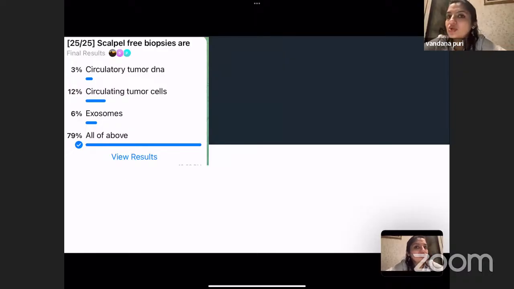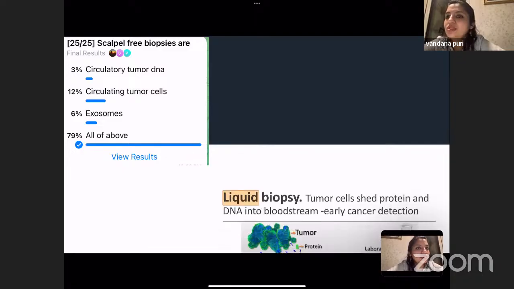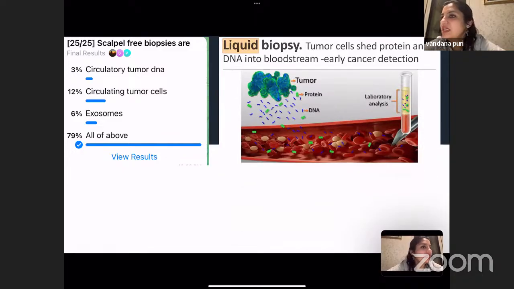I told you there's a lot of scope before which the cancer can be detected, and this is again a recent update. These are called scalpel-free biopsies. That is, if there is no lump, why would you use a scalpel? You don't need to use the scalpel itself. So how do we use scalpel-free biopsies or liquid biopsy? Every tumor cell sheds some protein and DNA into the bloodstream, which can be detected, and once you detect them, you can detect the cancer early.